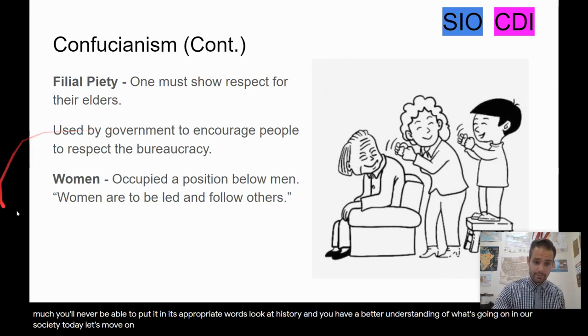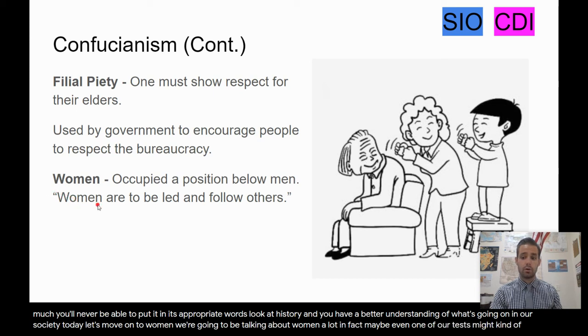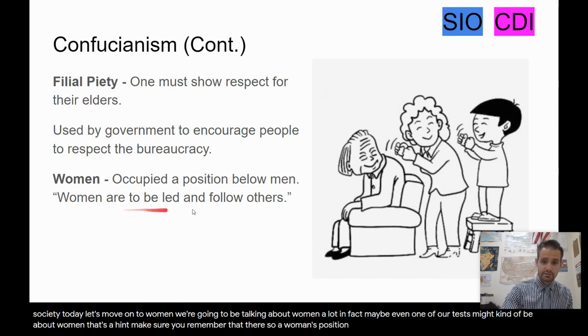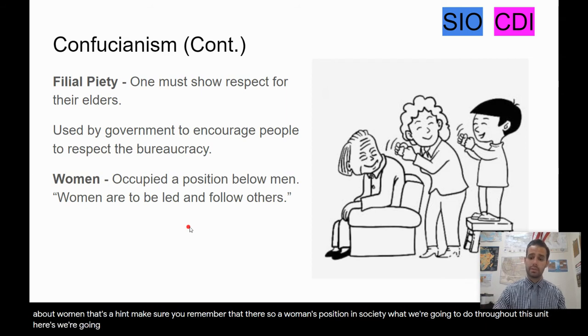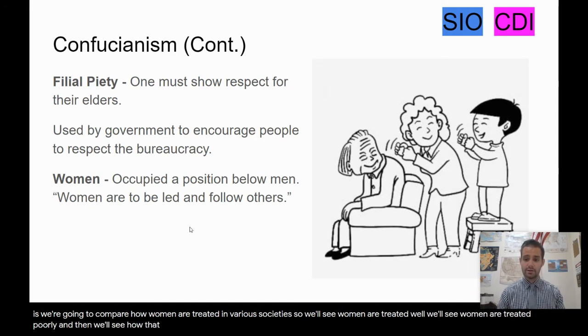Let's move on to women. We're going to be talking about women a lot. In fact, maybe even one of our tests might kind of be about women. That's a hint. Make sure you remember that there. So, a woman's position in society. What we're going to do throughout this unit is compare how women are treated in various societies. So we'll see women are treated well, we'll see women are treated poorly, and then we'll see how that changes throughout our study of history as well.